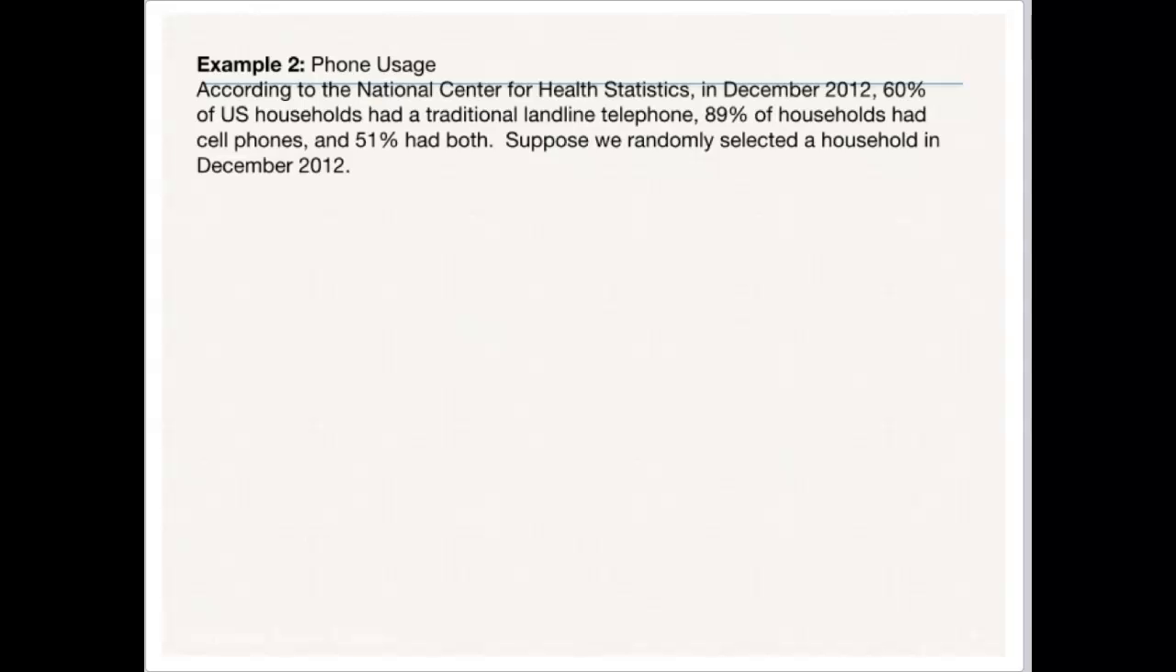So here's an example where you're actually giving percentages. According to the National Center for Health Statistics, in December 2012, 60% of U.S. households had a traditional landline, 89% of households had cell phones, and 51% had both. So if I were going to create a Venn diagram out of this, let's call event A landline, event B cell phone.